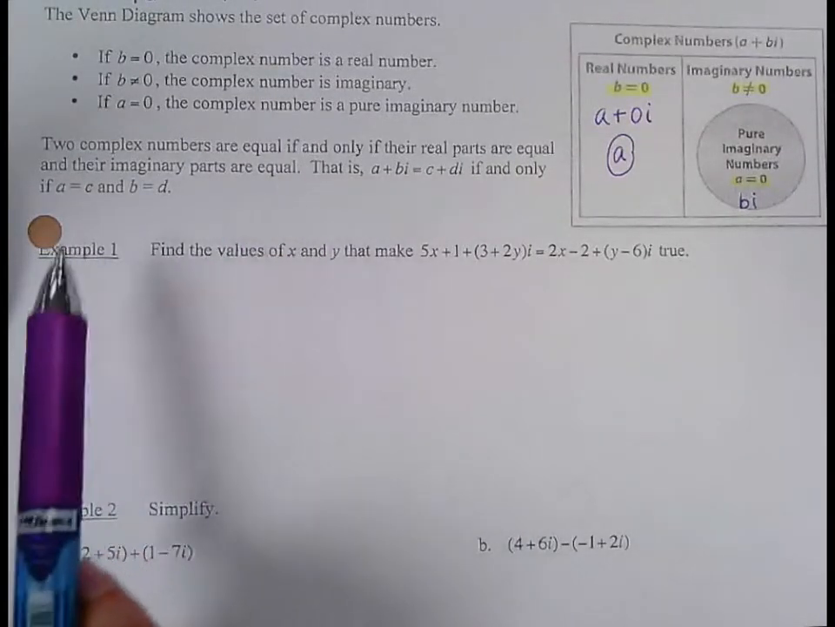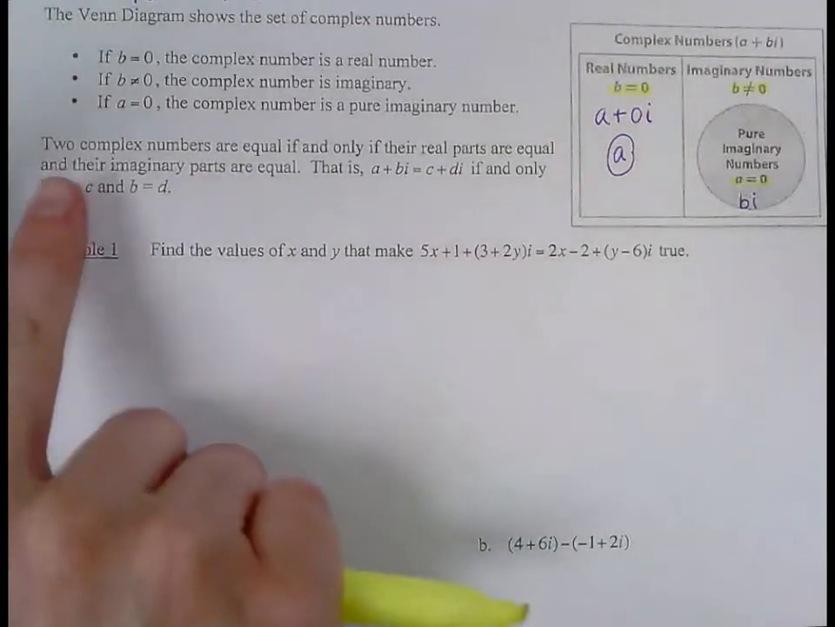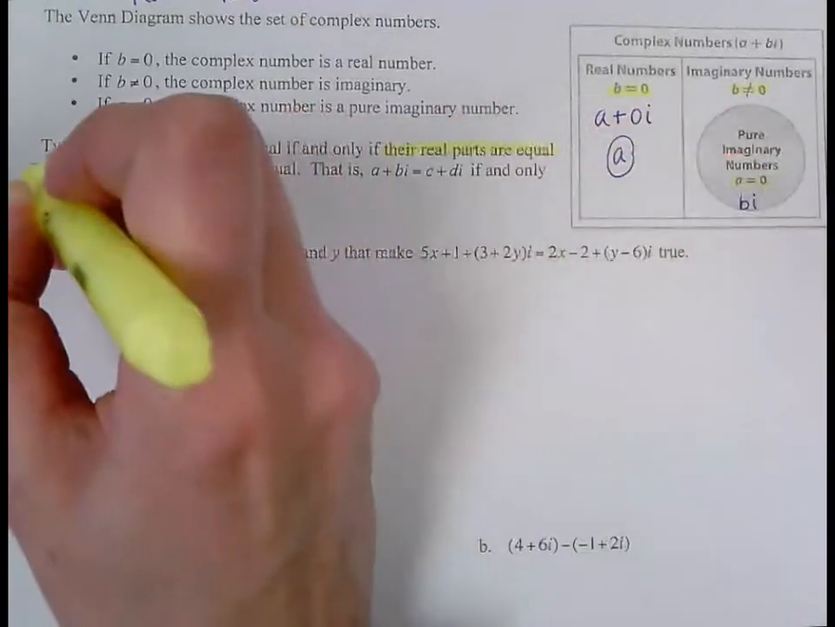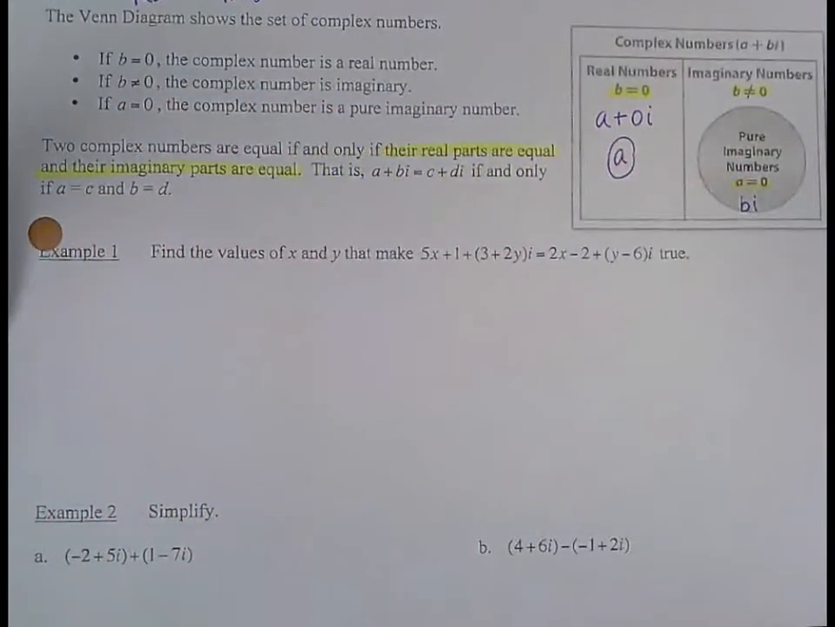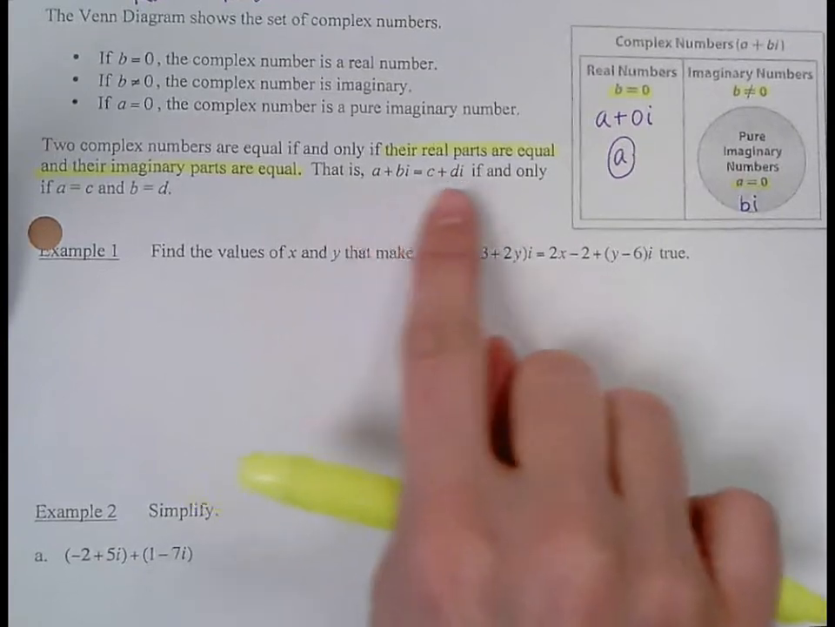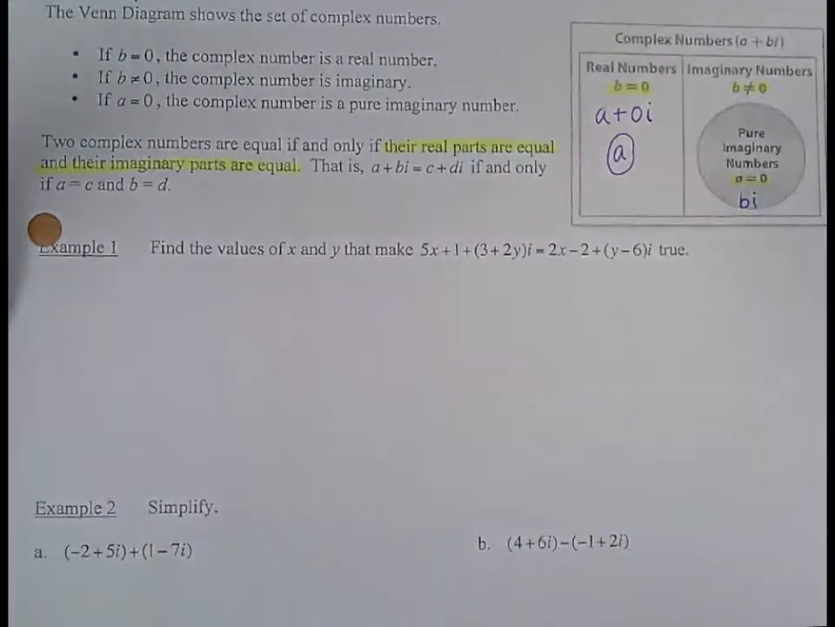But then what we're going to be using to answer example 1 is knowing whether or not two complex numbers are equivalent. So two complex numbers are equal if and only if their real parts are equal and their imaginary parts are equal. So it gives two complex numbers, a plus b times i and then c plus d times i, and these are only equal to each other if a and c are equal, so their real parts are equal to each other, and then b is equal to d, so the imaginary parts are equal. So we're going to use that fact in example 1.